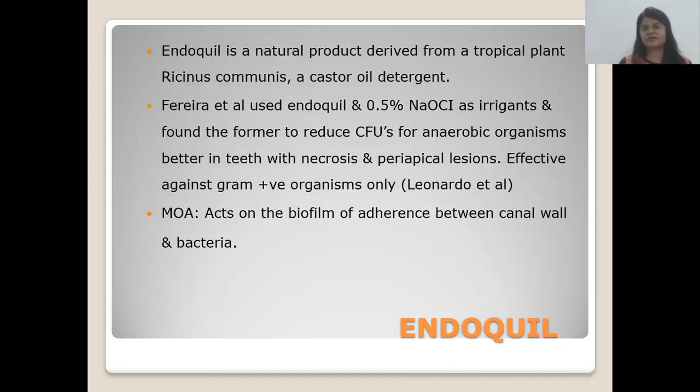Endofil is a natural product derived from the tropical plant Ricinus communis, a castor oil detergent. Ferreira et al. used Endofil at 0.5% with sodium hypochlorite as an ingredient and found that Endofil reduced colony forming units in the periapical and necrotic tissue better than sodium hypochlorite. It is also seen to be effective against gram-positive organisms only. The mode of action is prevention of biofilm adherence between the canal wall and the bacteria.